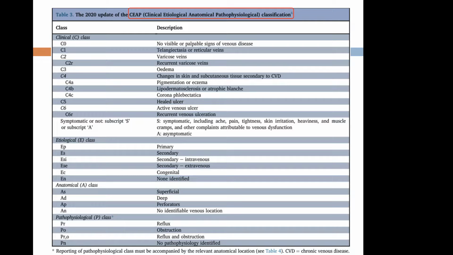For the anatomic component, we check whether the disease is in the superficial venous system, the deep venous system, or the perforating veins. And lastly, I spoke about this before, the pathophysiology: whether the patient's symptoms or disease are a result of reflux or obstruction, or a combination of the two. I know it looks a bit complex, but it is quite useful when we decide on the treatment and the treatment modalities. We can move on.